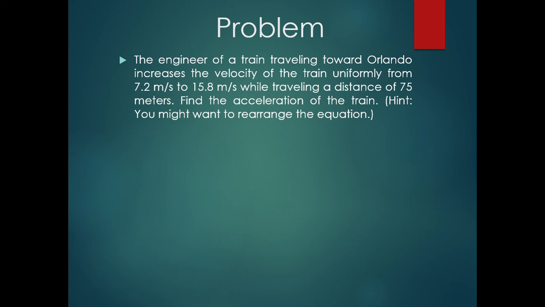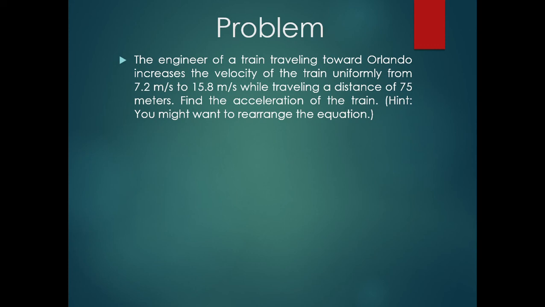The engineer of a train traveling toward Orlando increases the velocity of the train uniformly from 7.2 meters per second to 15.0 meters per second, while traveling a distance of 75 meters. Find the acceleration of the train. Hint, you might want to rearrange the equation.